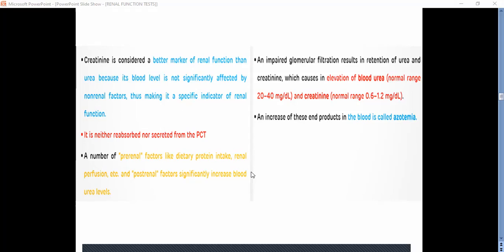That means if there is a larger amount of urea present, your kidney is not functioning well. Urea may also be affected by the metabolic pathways. Creatinine, however, is neither reabsorbed nor secreted from the proximal convoluted tubule. That is, creatinine is completely cleared from the kidney and completely released out into the urine.